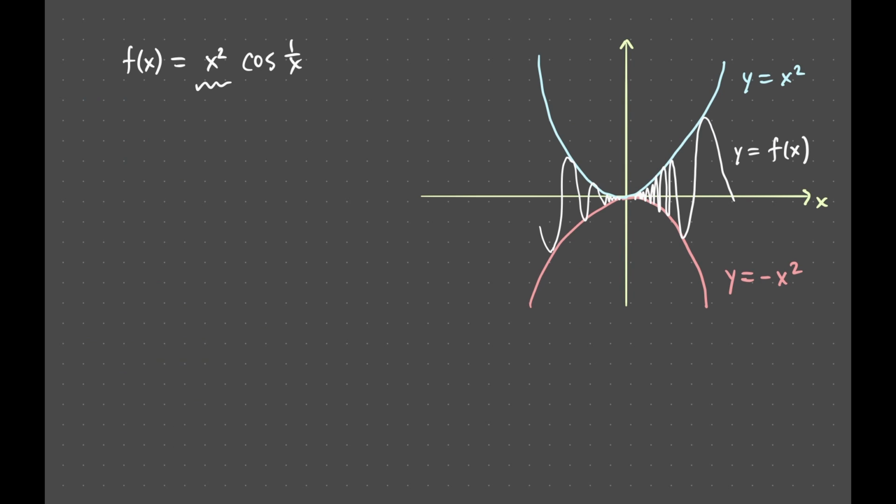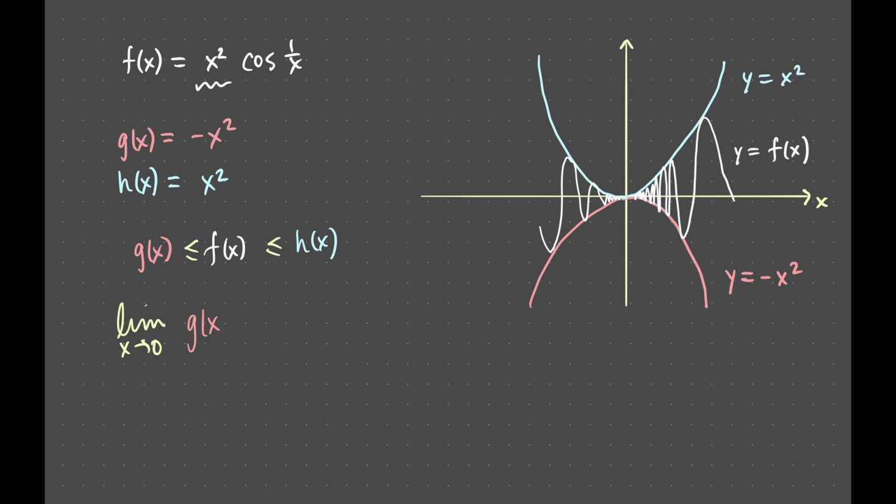Indeed, we can let the lower function g of x be minus x squared, and the upper function h of x be x squared. With these conventions, the graph implies that we have the string of inequalities g is less than or equal to f, which is less than or equal to h. Now, we're interested in the limit as x goes to 0, and for g and h, this limit is easy to compute, it's just 0. Since these functions share a common limit, the squeeze theorem implies that the limit of f must also be this common value, namely 0.